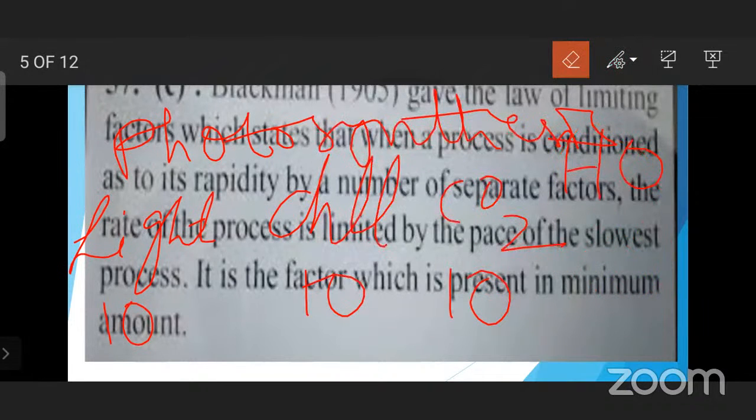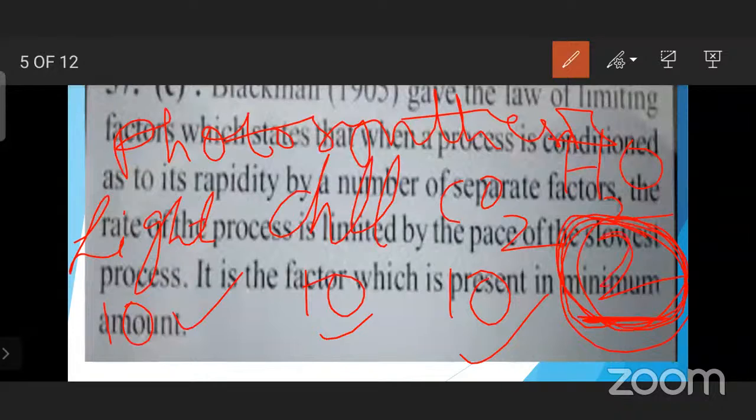But if one factor, for example water, is only 2 units, 2 units of water is available. Light is 10 units, chlorophyll 10 units, carbon dioxide 10 units. But here, what is the slowest process is water. Water is getting limited here. And when the water concentration is becoming less, it will decide this limiting factor. This water is going to decide the rate of photosynthesis now.